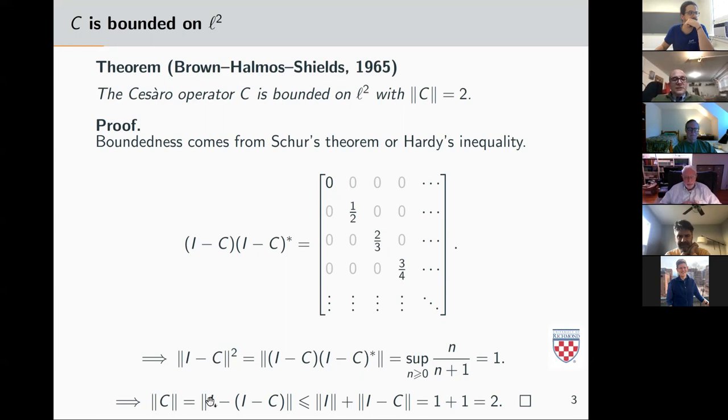But now you can get at least the upper bound for the Cesaro operator. For the norm, you use a little bit of the triangle inequality. The norm of the identity is 1, and we just showed that the norm of I minus C is also 1. Okay, so that's the upper bound. The lower bound is a little bit of a technical detail, but you can find a sequence of unit vectors from L2, and you apply the Cesaro matrix to it, and you can get it approaching 2 from below. So that'll give you a lower bound. It's a technical detail that I choose not to get into here.